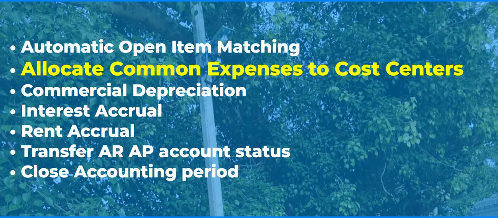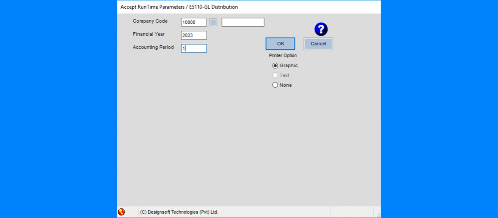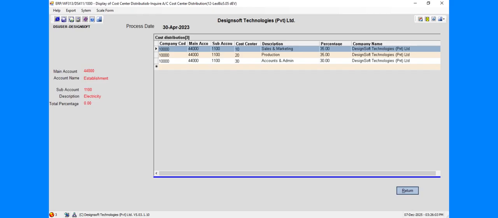Allocate common expenses to cost centers. For a given accounting period, this will distribute expenses debited to the general cost center to other cost centers in percentages specified for each GL account. In this example, electricity expense should be distributed to sales and marketing, production and admin departments at 35, 35 and 30% respectively.